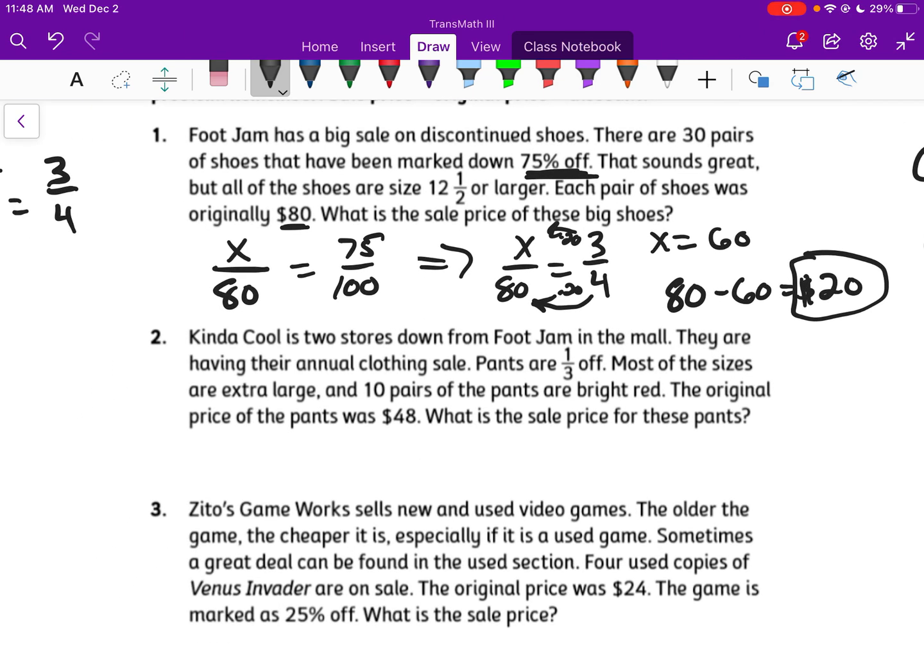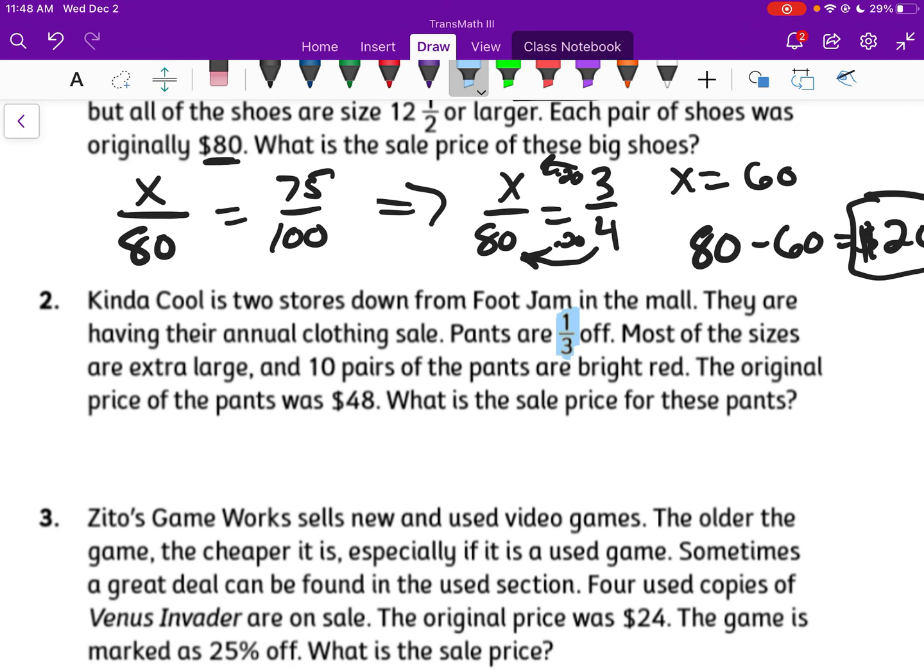All right, two stores down from Foot Jam in the mall, they are having their annual clothing sale. Pants are 1/3 off. That's probably pretty important. That's our discount. They didn't give us a percent, they gave us a fraction. Most of the sizes are extra large, and 10 pairs of pants are bright red. The original price of the pants was $48. Again, we need the original price and our discount.